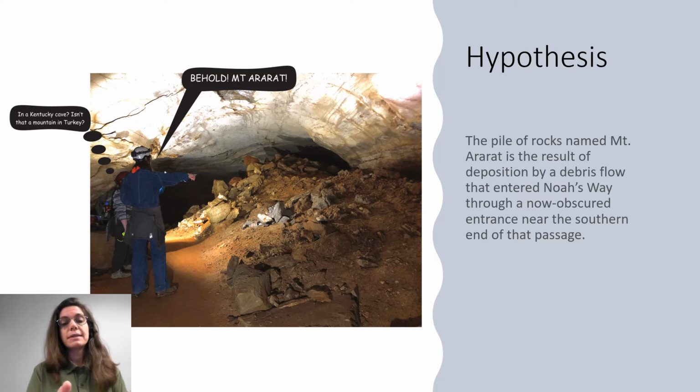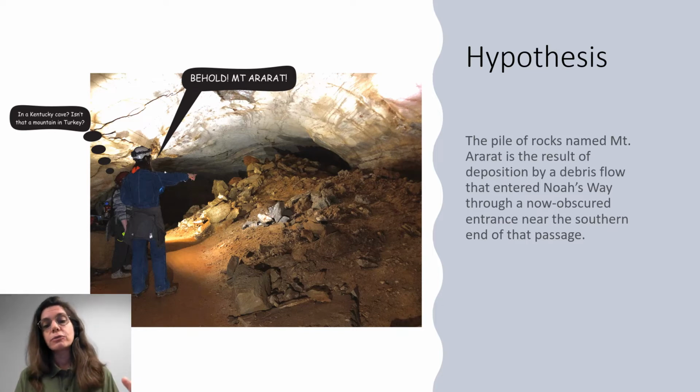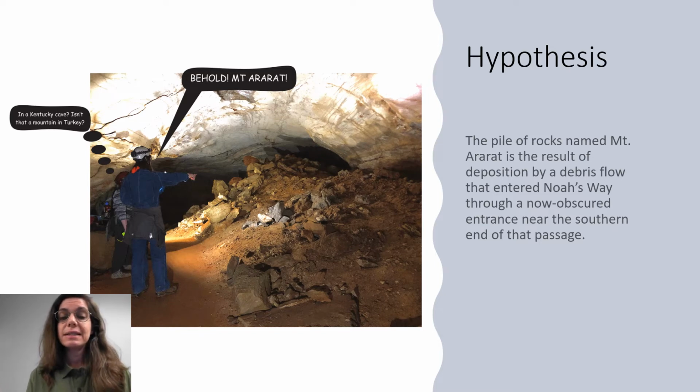So this person is standing in Big Avenue. They're pointing at Mount Ararat. You can see the large rocks that are in there. These are sandstone blocks, and the ceiling is this smooth limestone ceiling. You can see that there hasn't been much breakdown that's happened in this passage.